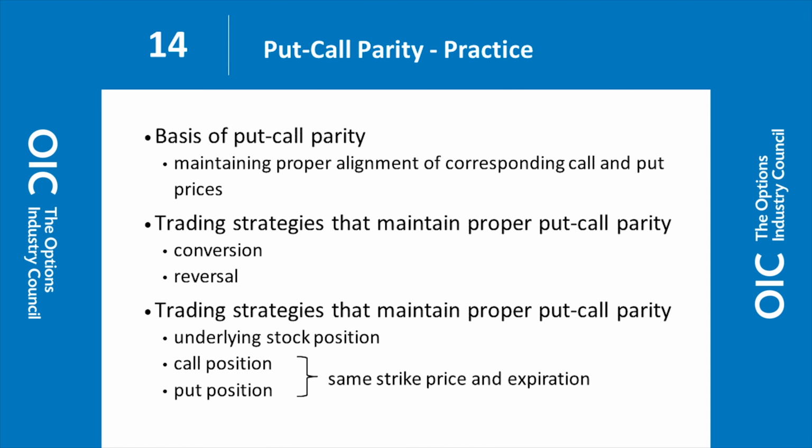The strategies that maintain proper put-call parity are conversions and reversals. And by that I mean, if the put-call parity equation gets out of line, market makers primarily will execute conversions or reversals. They will bring it back in line. Doesn't last long.